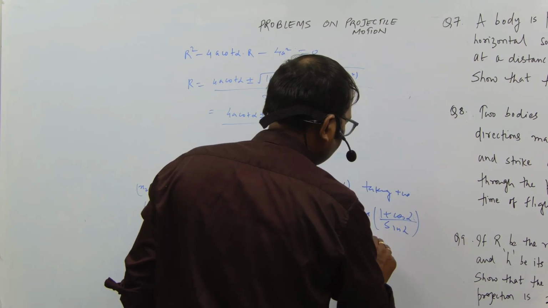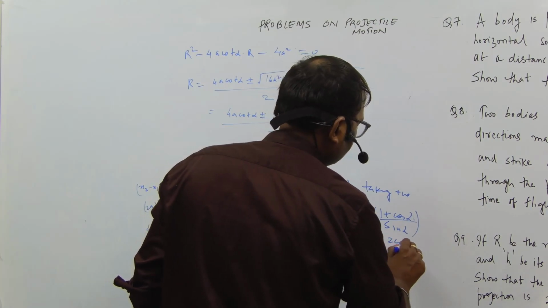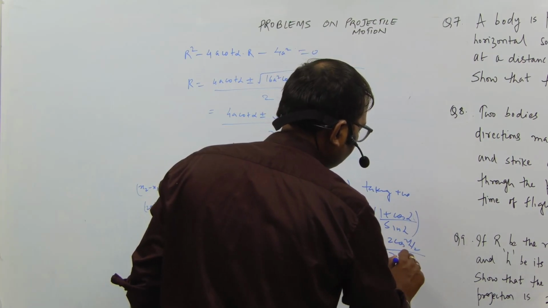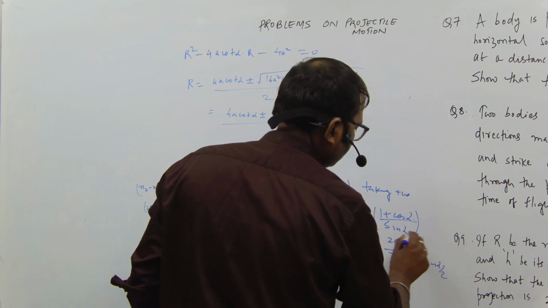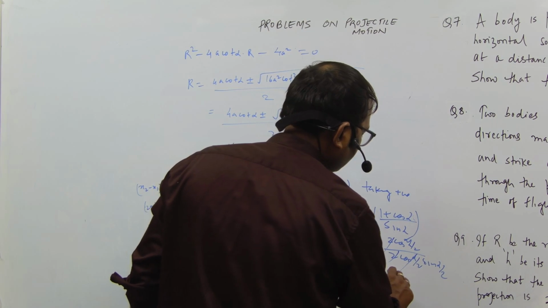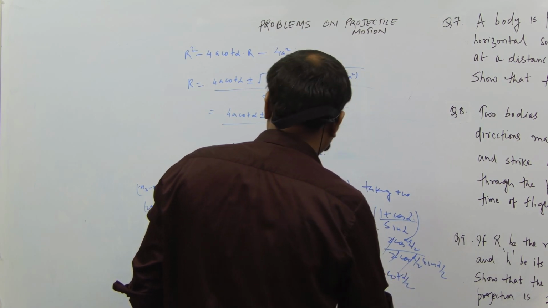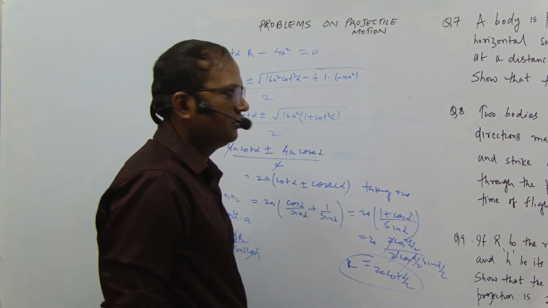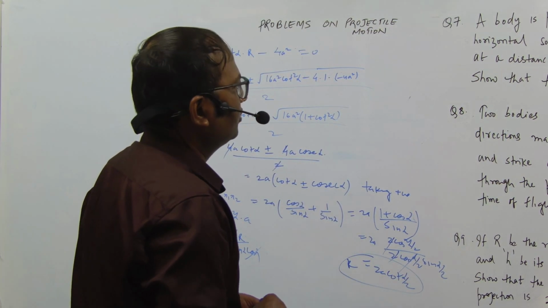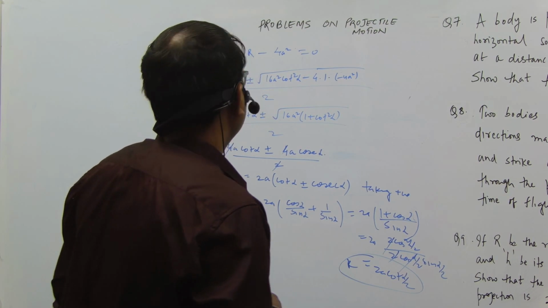This we can write as 2a into 2 cos square alpha by 2 upon 2 sin alpha by 2 cos alpha by 2. Okay, so this gets cancelled. So this is 2a cot alpha by 2, which is equal to range. Okay, so range is equal to 2a cot alpha by 2. Okay, so let us solve question number 8.